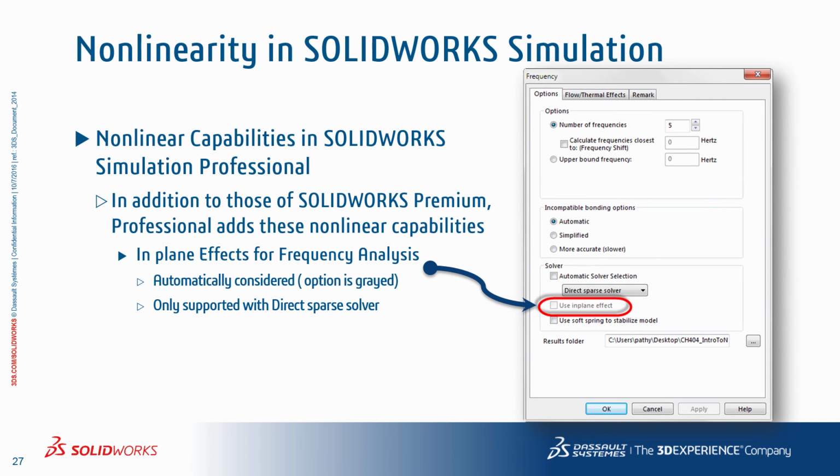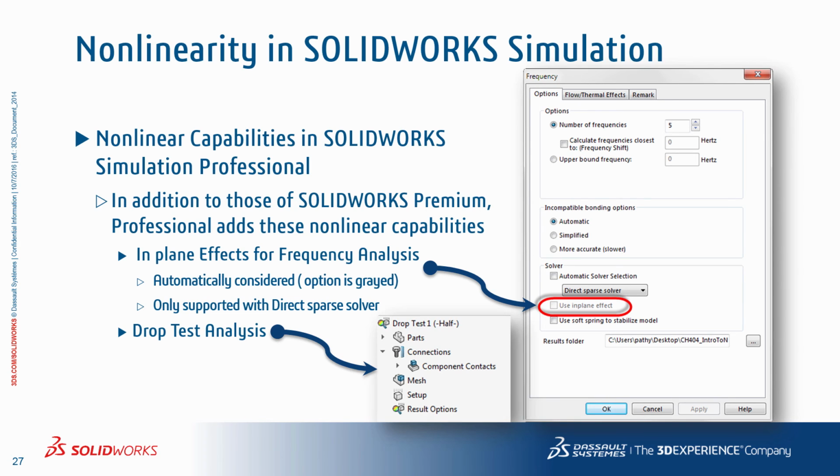Now, as we move into SOLIDWORKS Simulation Professional, in addition to the options discussed previously, you have the option to include the in-plane effects of stress stiffening/softening behavior in frequency analysis. A good example would again be a guitar string where the stiffening or tensioning of the wire increases the frequency or pitch and loosening the string has the opposite effect. Also included in Simulation Professional is the drop test analysis, which combines nonlinear and transient dynamic effects to calculate the response of a structure.